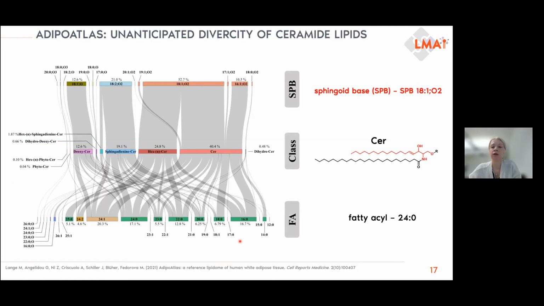So when we looked in our AdipoAtlas data at the sphingolipidome of the human white adipose tissue, that was probably the most astonishing result, because we could see that it's much more diverse than this dozen of ceramides which are classically measured. Overall, we have identified and quantified over 130 species of ceramide lipids. And you can see on this Sankey plot that they're represented by different classes.